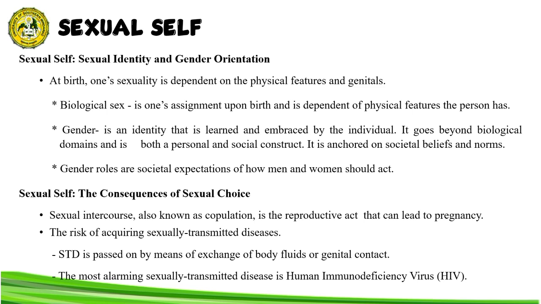Sexual self, the consequences of sexual choice. Sexual intercourse, also known as copulation, is a reproductive act between a male and female. However, it is also possible for the same sex to perform but not possible to reproduce. Sexual intercourse can lead to some serious consequences. Example is pregnancy or teenage pregnancy.